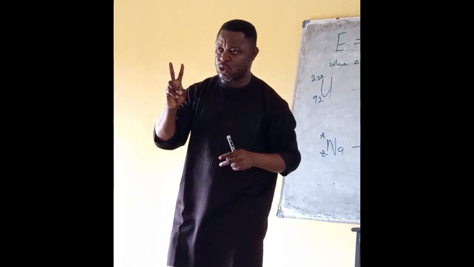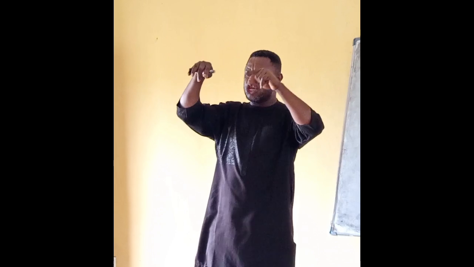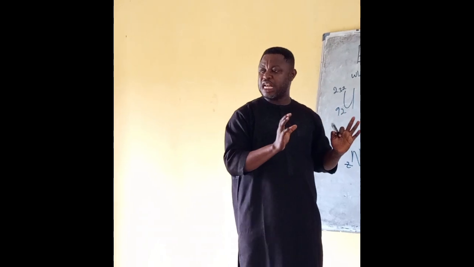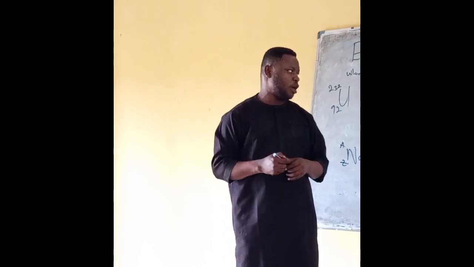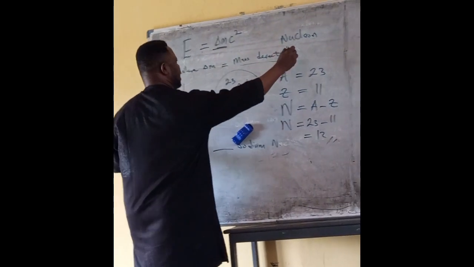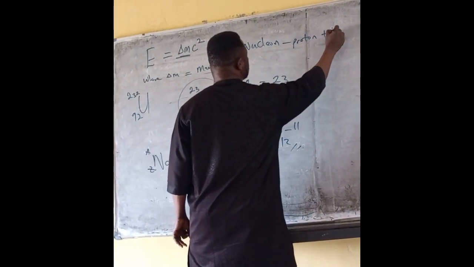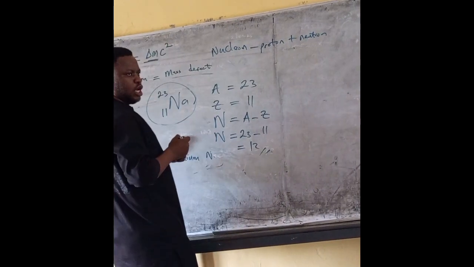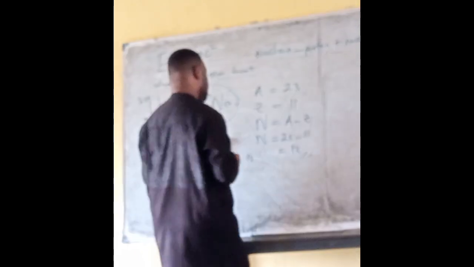In the nucleus, there are only two particles we are to talk about: proton and neutron. Electron is completely out of this particular equation. Electron always revolves around the atom, but in the nucleus we have proton and neutron. So everything we are going to be talking about in nuclear physics is just between proton and neutron. We will hardly talk about electron, except in a few cases. Proton plus neutron is called nucleon. Another name for nucleon number is mass number.